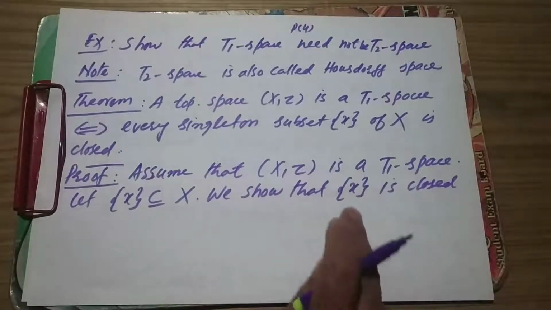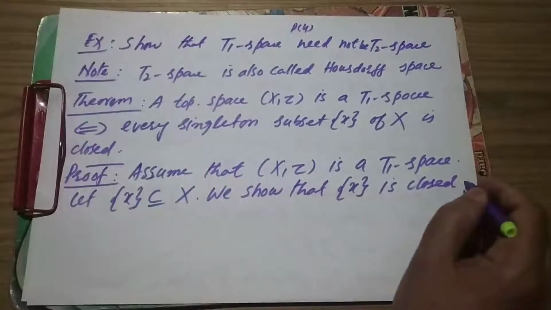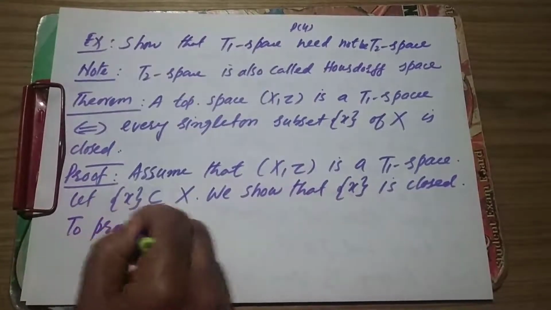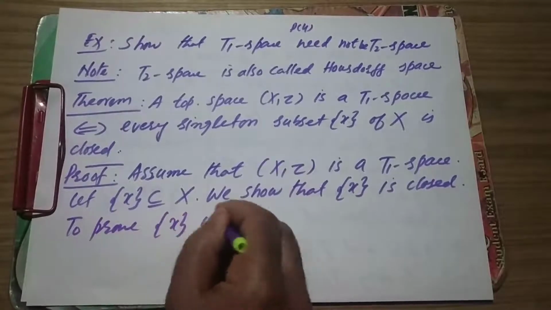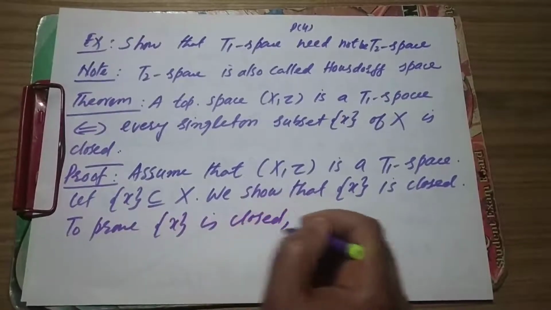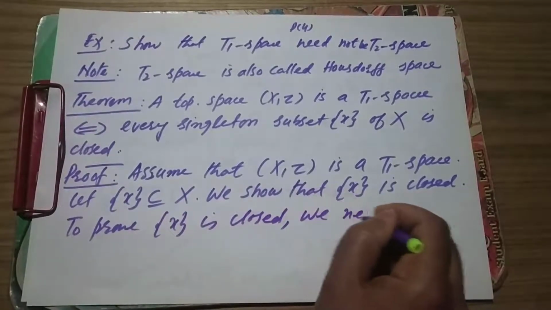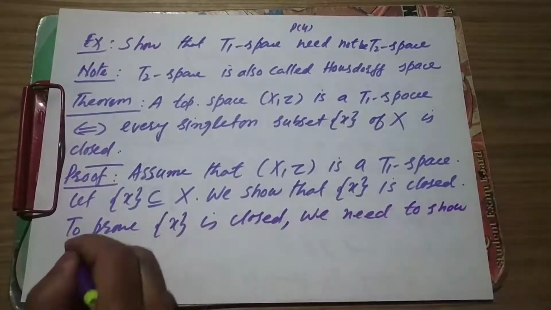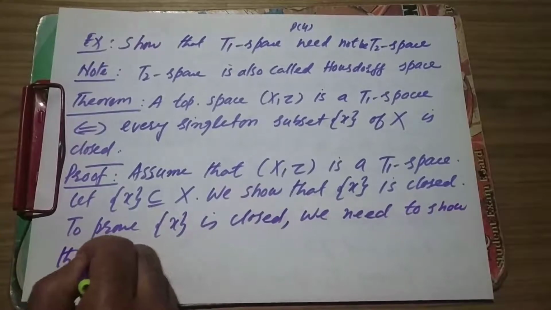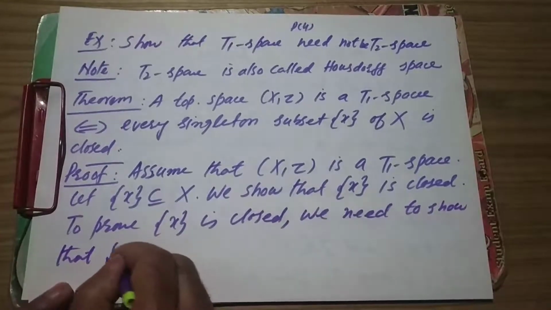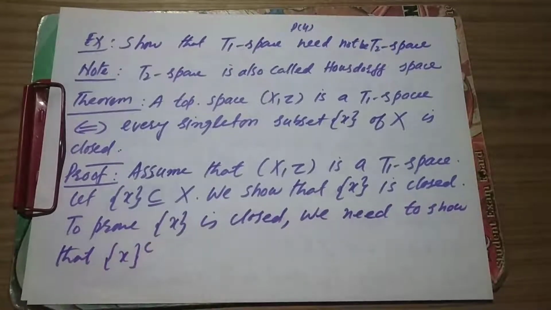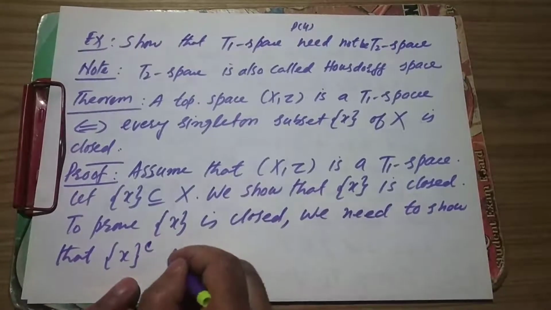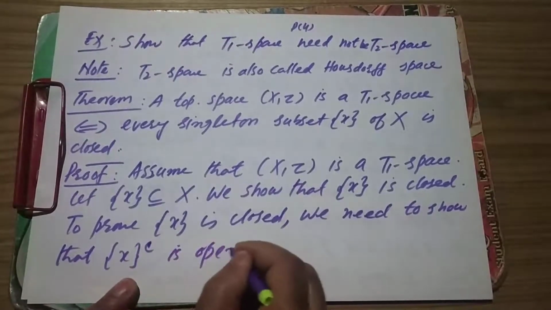So to prove it's closed, we need to prove that its complement is open. To prove this singleton is closed, we need to show that its complement is open. That's the definition of closed set in topological space.